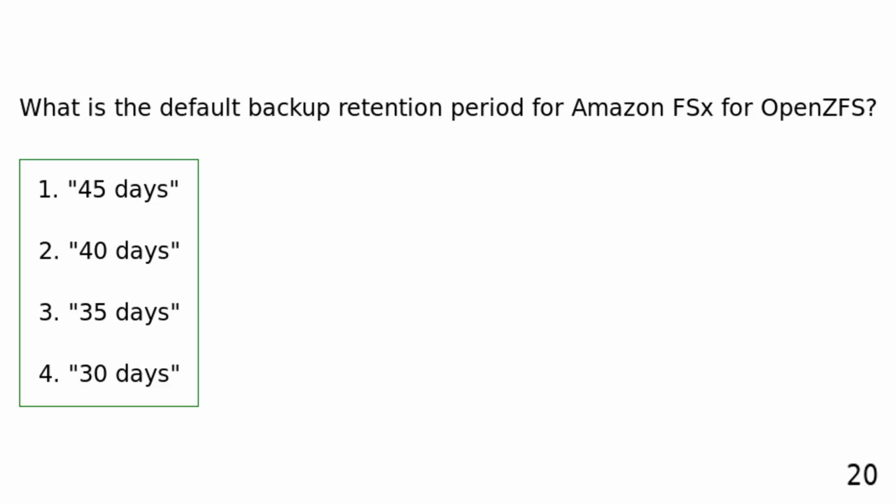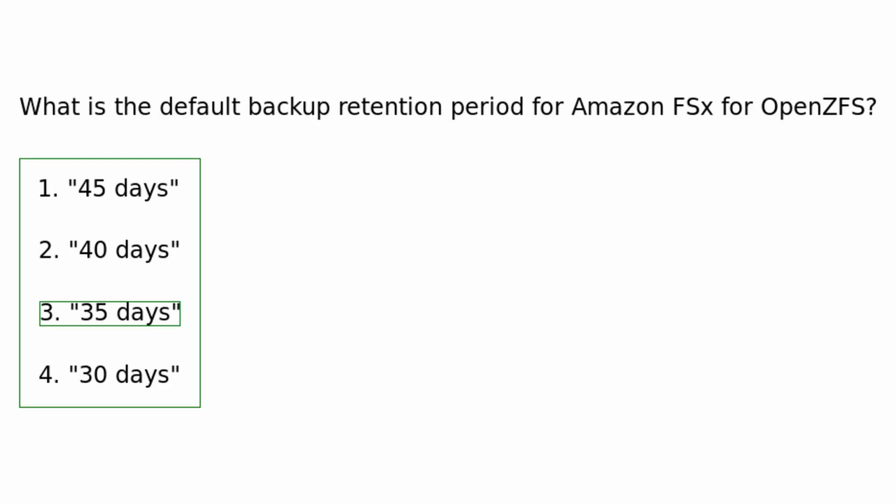What is the default backup retention period for Amazon FSx for OpenZFS? 45 days. 40 days. 35 days. 30 days. The default backup retention period for Amazon FSx for OpenZFS is 35 days.